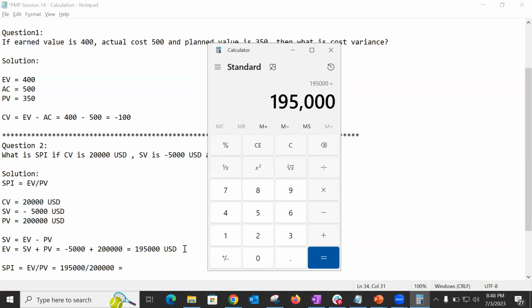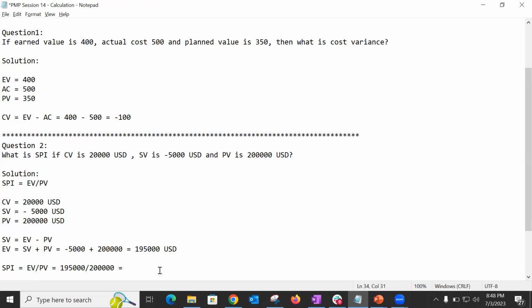1,95,000 divided by 2 lakh, and that is coming down to 0.975. You can say 0.98. Okay, so the calculator will be given in the exam, so don't bother about that. You just have to get till this particular crux, from where you can pick up the calculator, but till this point you have to be absolutely clear.